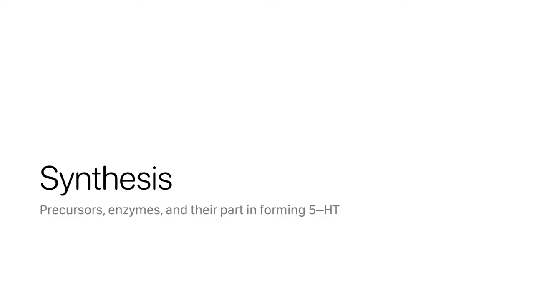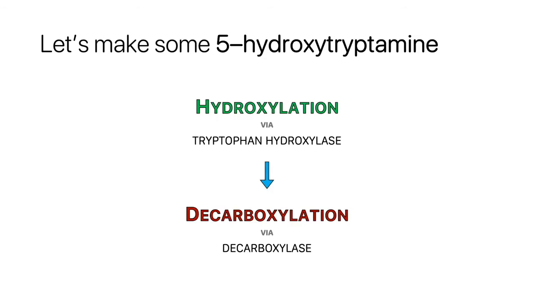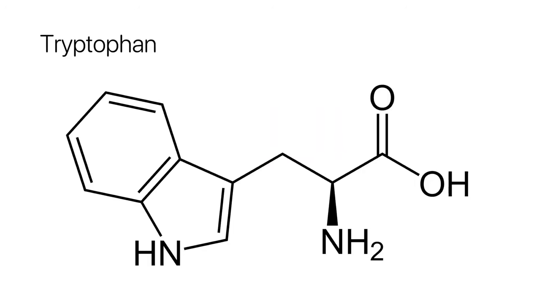Now that we've learned some of the effects of having too much or too little serotonin in the body, let's see how we actually get it there. The synthesis cascade of serotonin involves 3 main chemical species. Between the first and second is a hydroxylation via tryptophan hydroxylase, and between the second and third species is a decarboxylation via decarboxylase. We begin with a molecule you're probably familiar with, tryptophan.